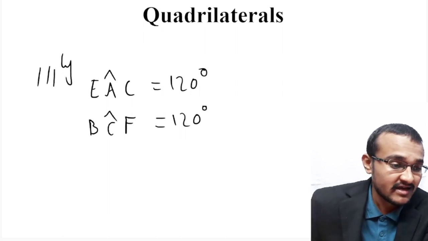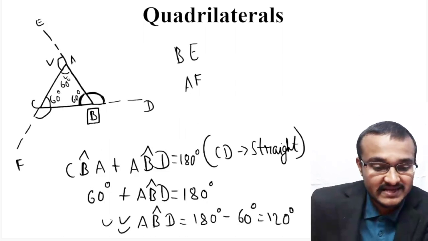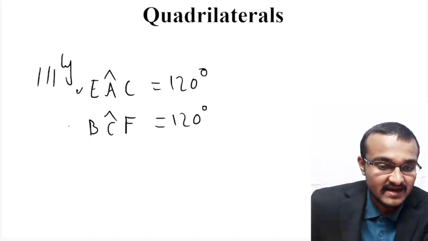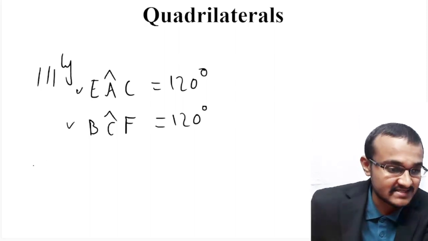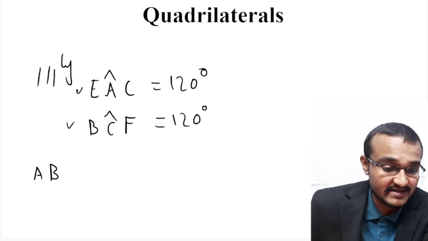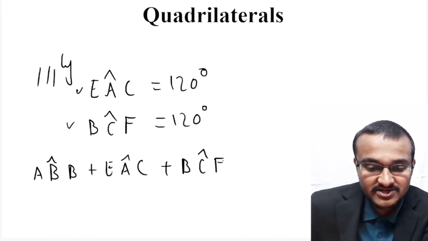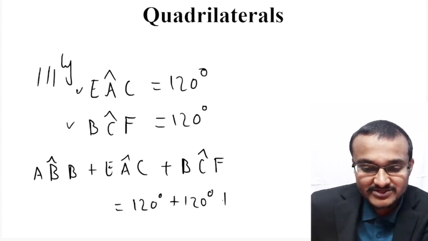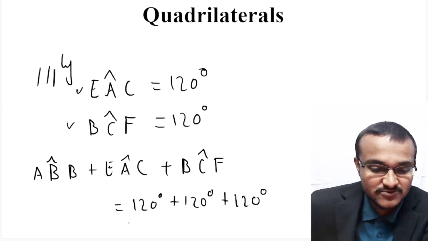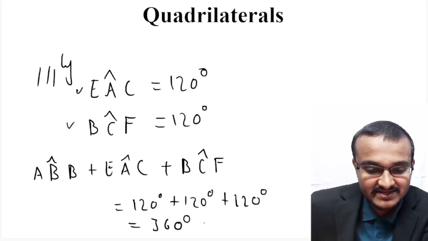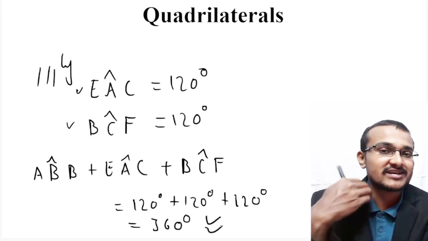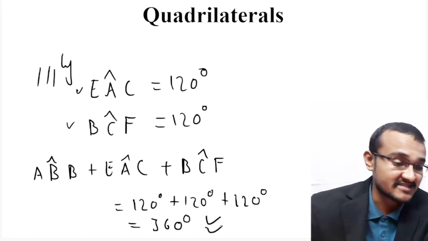Now we have three exterior angles. One is ABD, one is EAC, and another is BCF. So now let us add all these particular exterior angles. So it will be ABD plus EAC plus BCF. If we add all these exterior angles, we'll get 120 degree plus 120 degree plus 120 degree. So if you add all this 120 degree, you'll get 360 degree. So you can see the sum of all exterior angles is giving 360 degree.